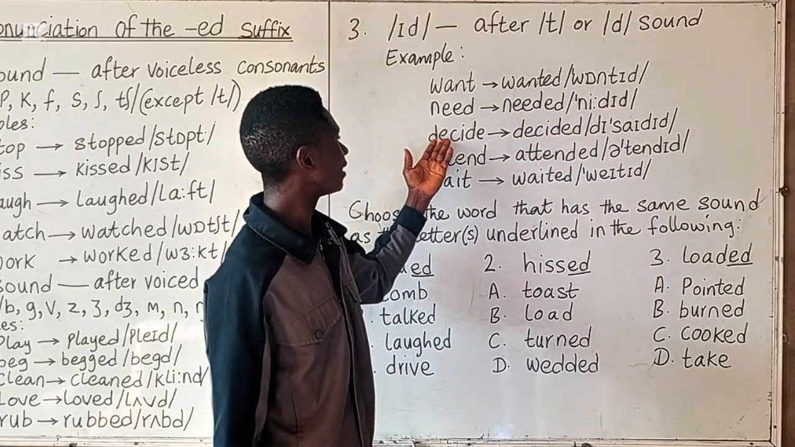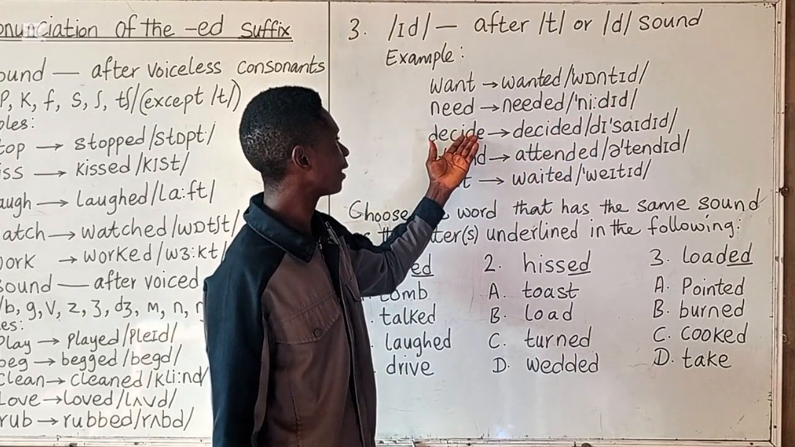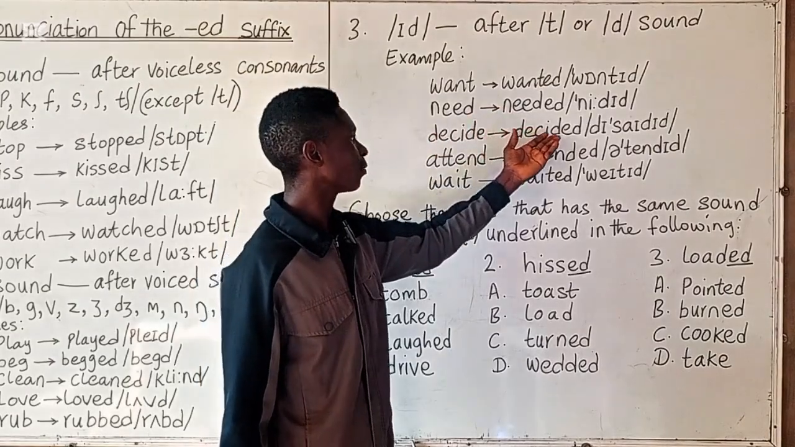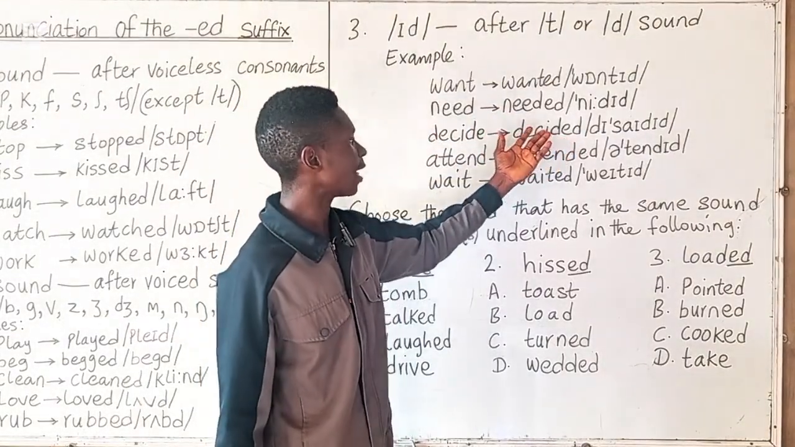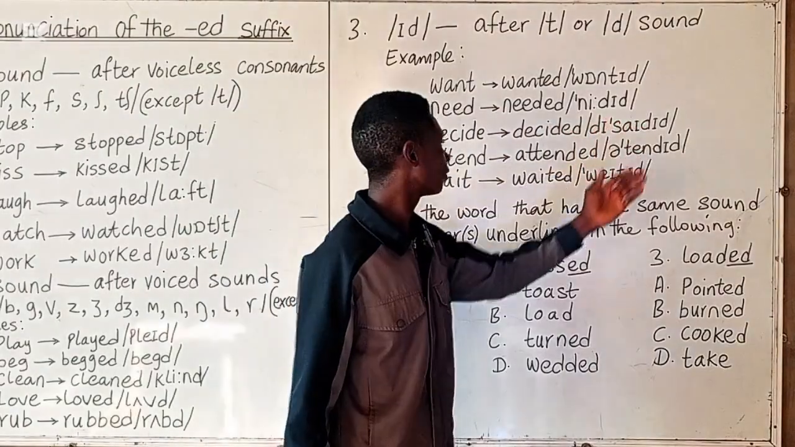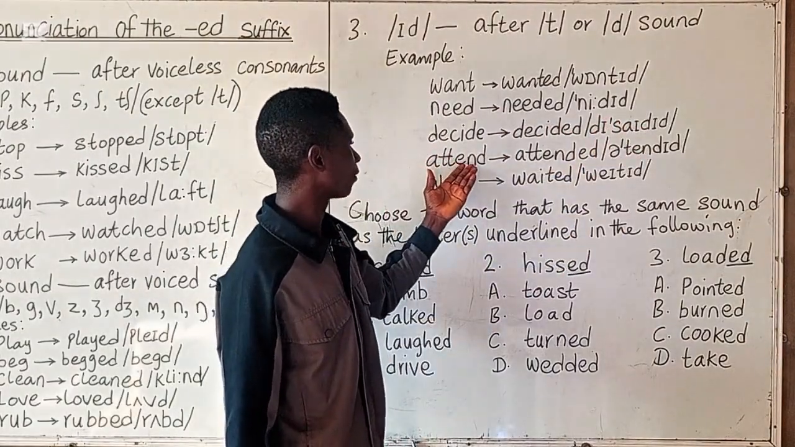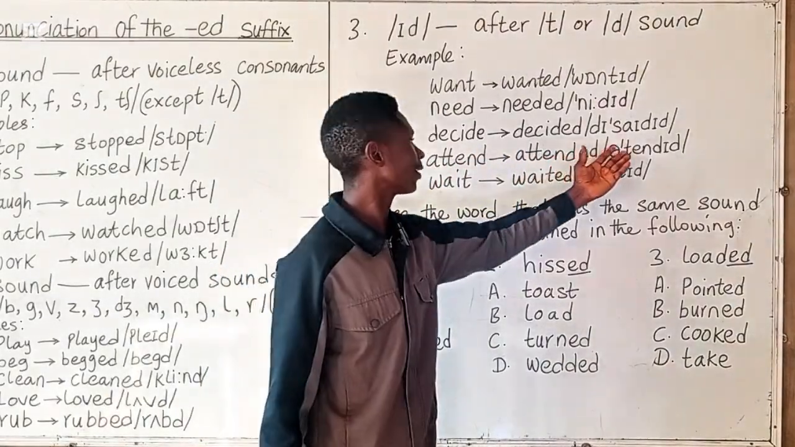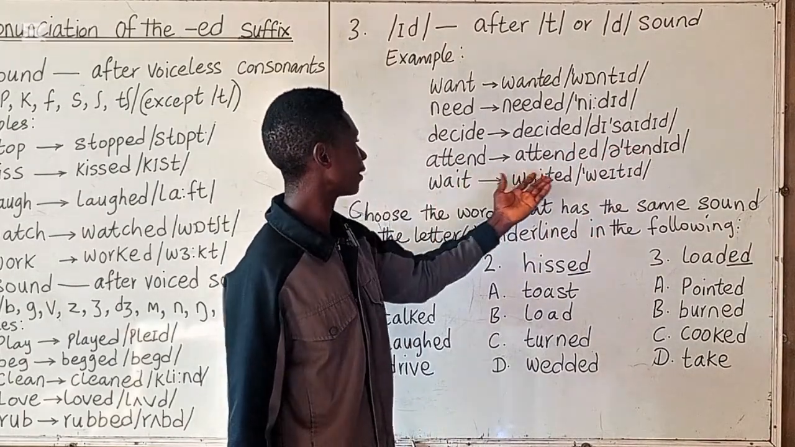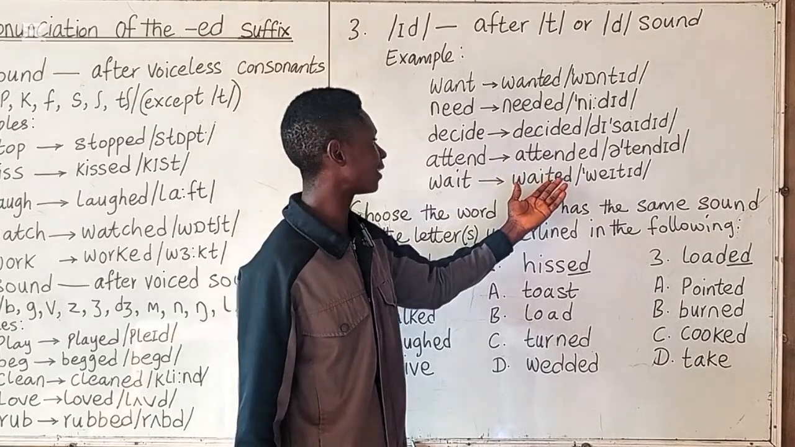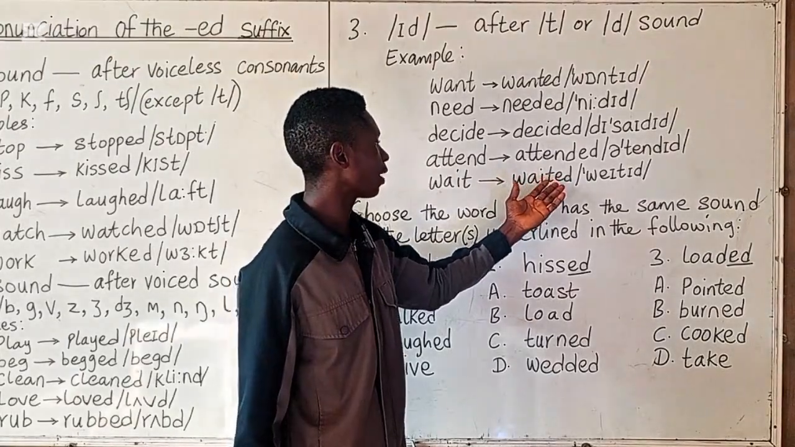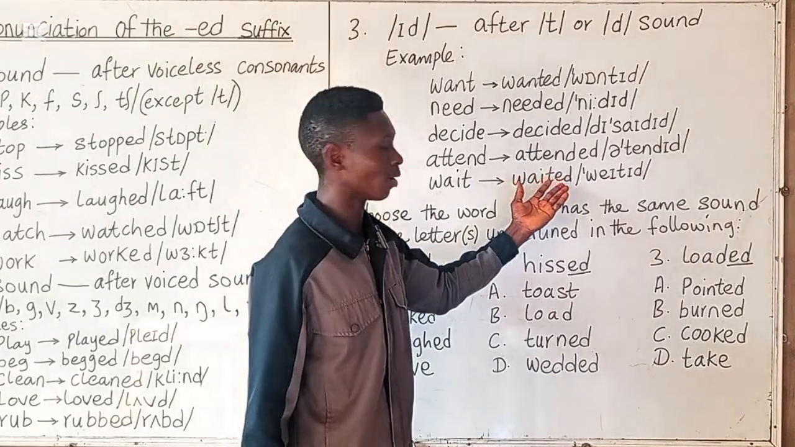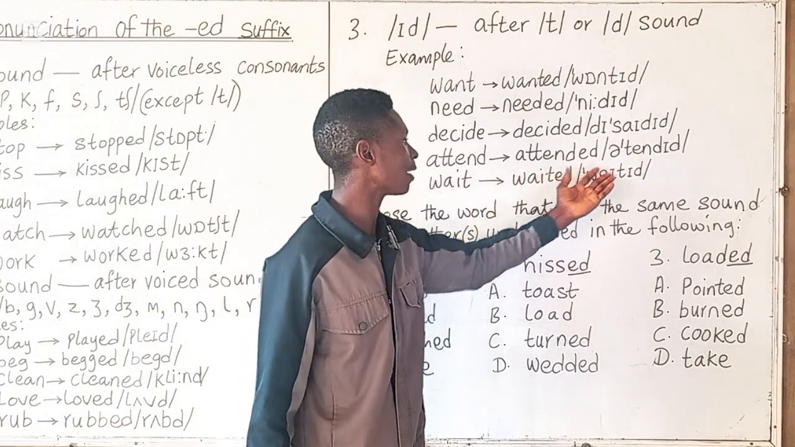Again, we have decide. Decide ends with the D sound. Hence, when we add the ED past tense marker to it, it becomes decided. We have attend. When we add the ED past tense marker to it, it becomes attended. We have wait. We have the T sound at the end. But when we add the ED past tense marker to it, it becomes waited.